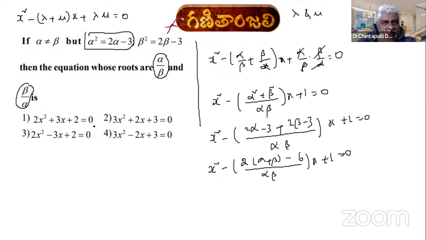Alpha plus beta. 2 times of alpha plus beta minus 3. If alpha not equal to beta, okay. X plus 1 is equal to plus 2 alpha. I think alpha beta is equal to 2. Then alpha plus beta, alpha square plus beta square is equal to 2 times of alpha plus beta minus 6.